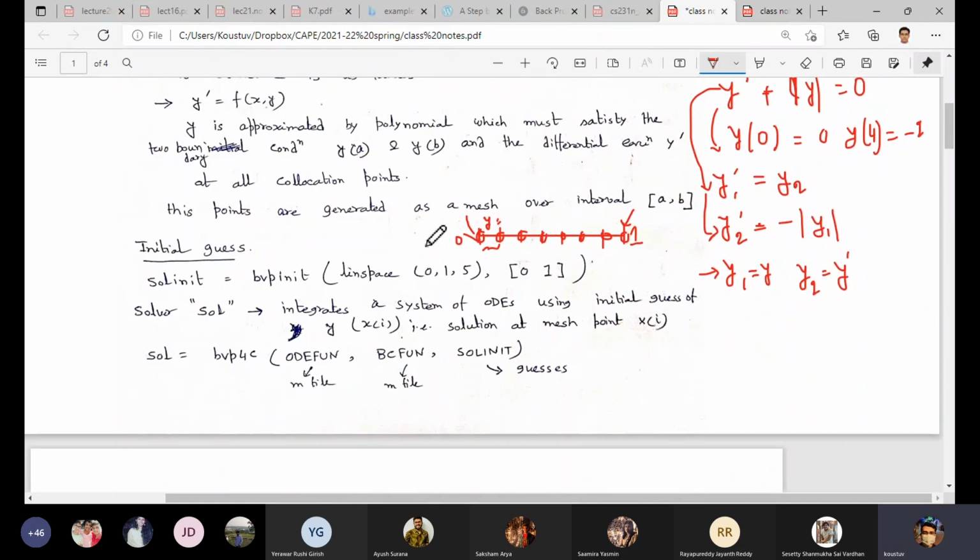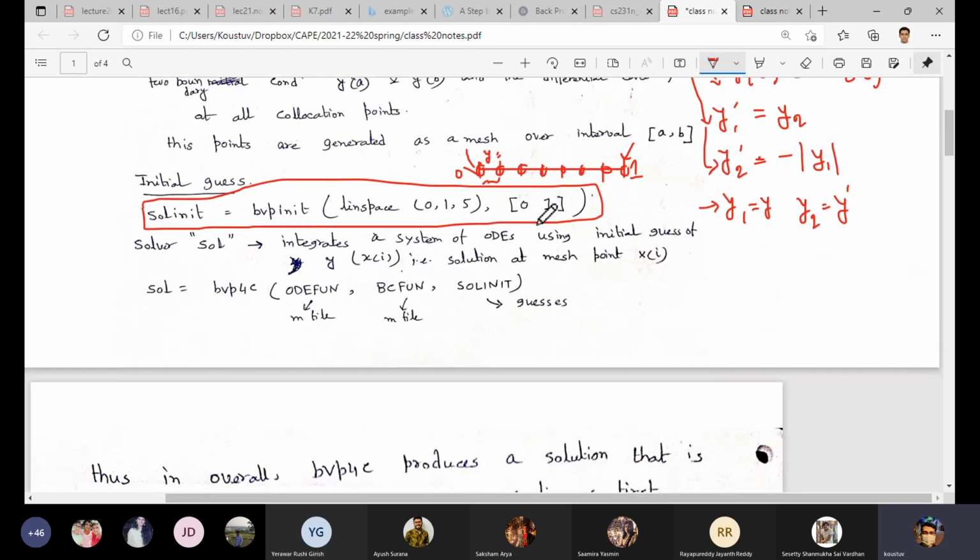Okay, so now coming to that initial guess part. This is basically MATLAB's syntax, you have to use it. This initialization is basically the solution that is going to be initialized. What it does is that it can take 5 or 4, some number of equally spaced points, in the range that is given, 0 to 1 in this particular problem, and it requires two values as an initial guess.